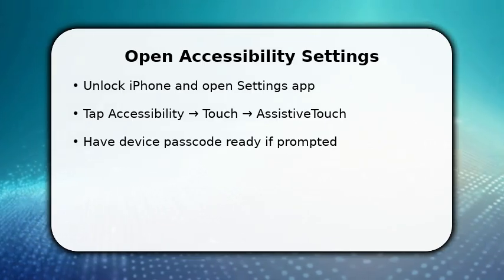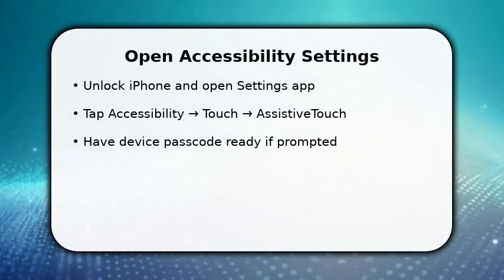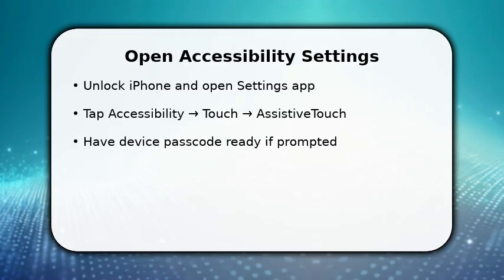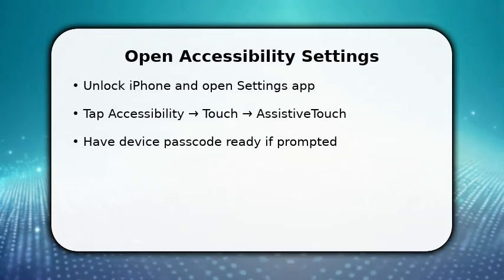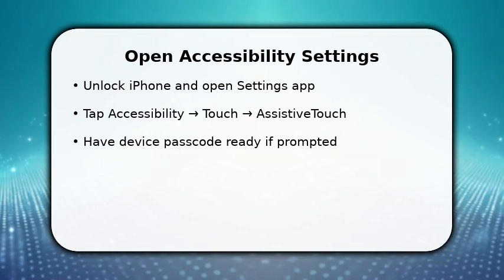If the phone asks for your passcode, enter it. This confirms you're authorized to change system accessibility options. Once there, you'll be ready to toggle Assistive Touch off in the next step.